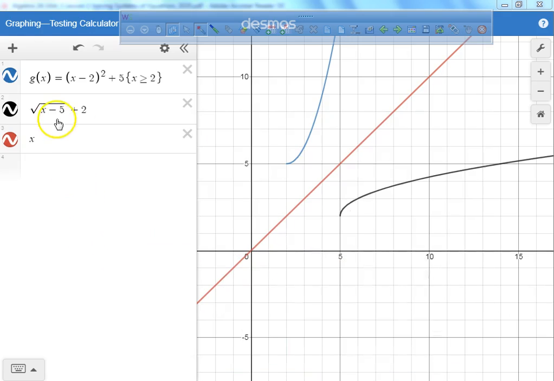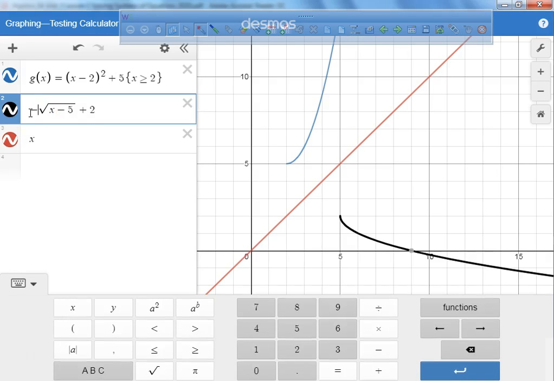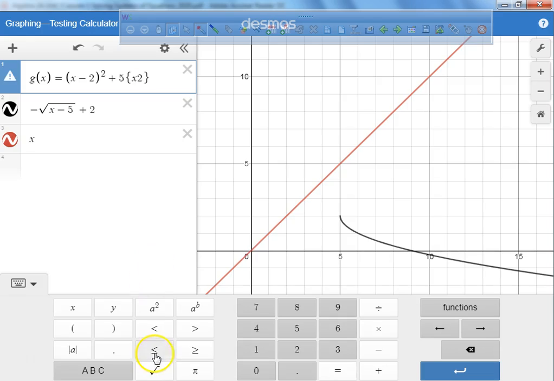Now, what would happen if I made this negative? Are these now inverses of each other? No. However, watch this. What if I change the domain and I put not x is greater than or equal to, but x is less than or equal to 2? Oh, interesting. So I want you guys to take note of this. All right? Take note of this right now. And we're going to put this in your journal. Check this out.